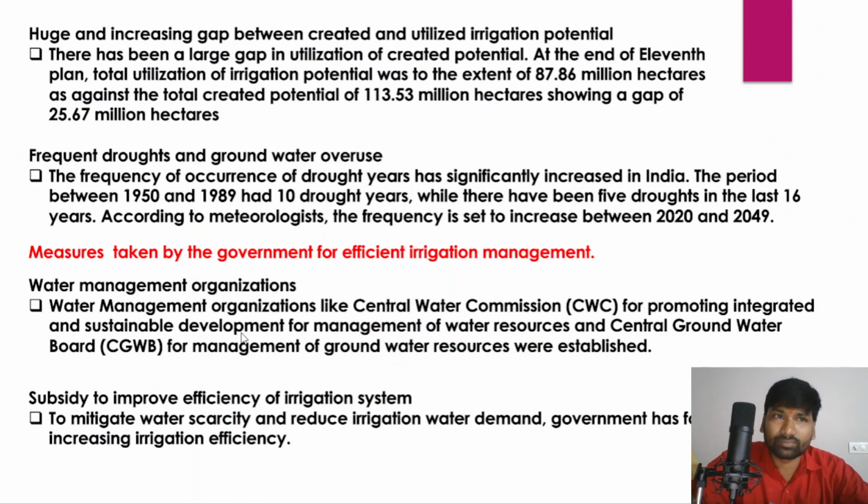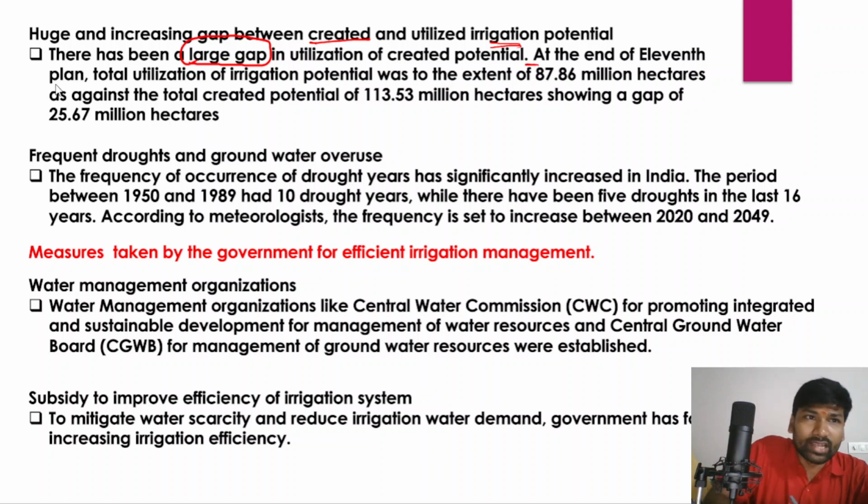And apart from that, there is a huge gap between created and utilized irrigation potential. Whatever irrigation potential we have already created, there is a huge gap that has been existing. For example, imagine that a particular amount of irrigation potential has been created, but the irrigation potential of a region is not fully utilized because of poor infrastructure, and that is another major problem when it comes to irrigation infrastructure, right? So there is a huge gap in utilization of created potential.